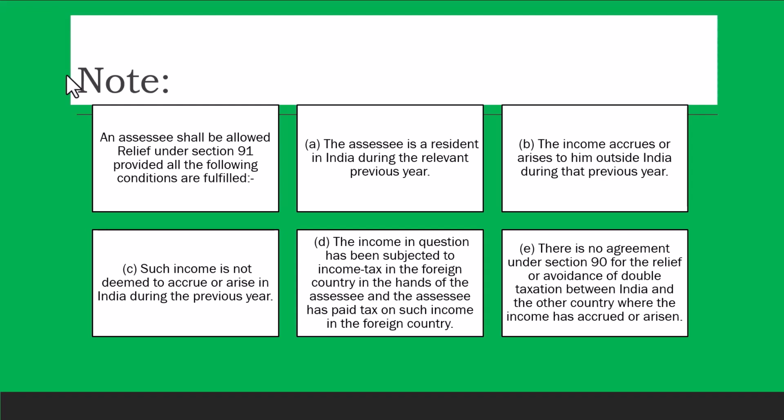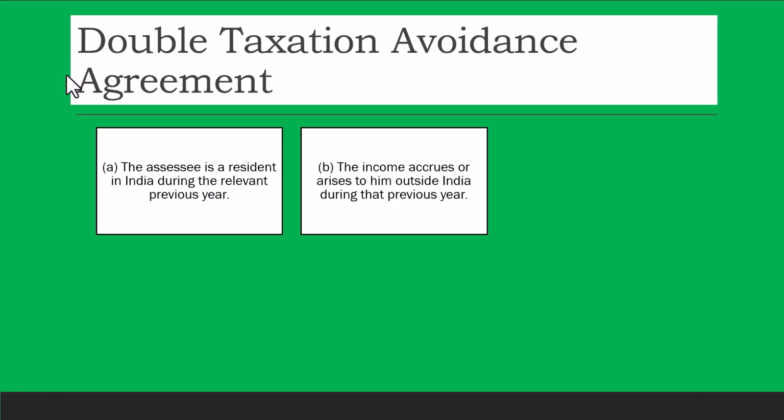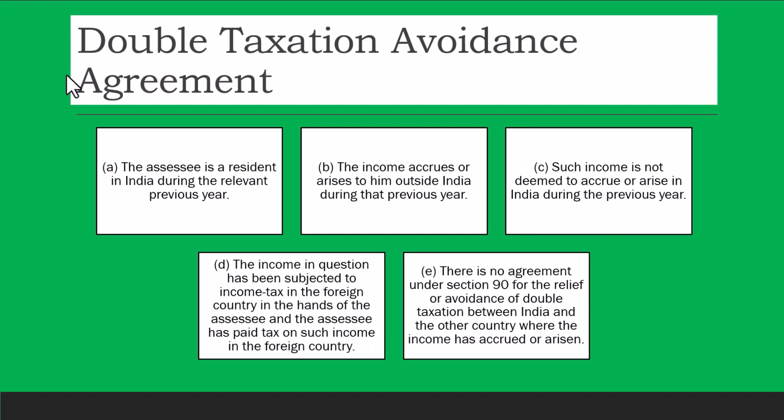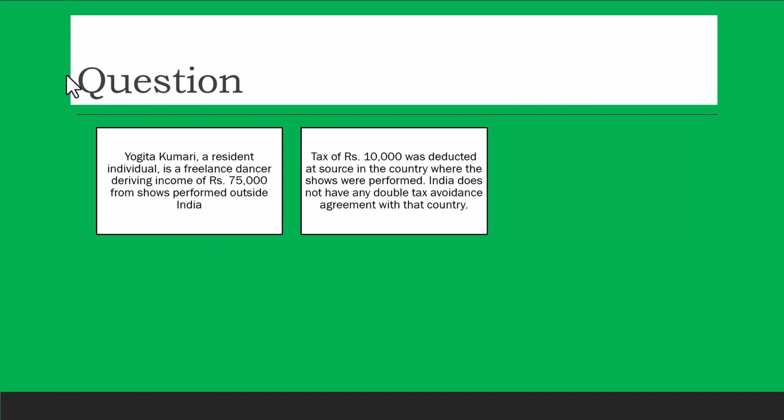So that means this is the case which is relevant to this example where she was an Indian resident. Of course, it is not mentioned. Yogita Kumari, a resident individual. So she is a resident of India. She has paid a tax abroad, and India does not have any double taxation avoidance agreement with the country. So it is written in the question.